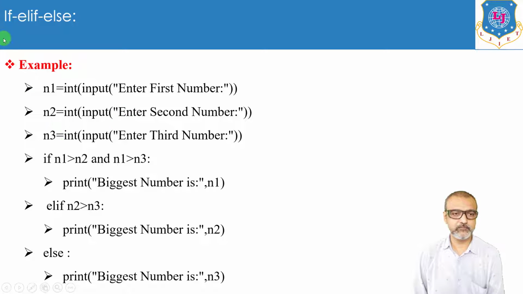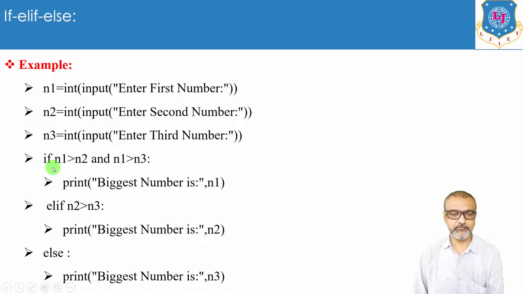Now we will see an example based on the if elif else statement. So this is the example. n1 equals int of input of "enter first number". With the help of this statement, the user can enter the first number. Similarly, n2 equals int of input of "enter second number". The user can enter the second number with the help of this statement. Then similarly, n3 equals int of input of "enter third number". With the help of this statement, the user can enter the third number.